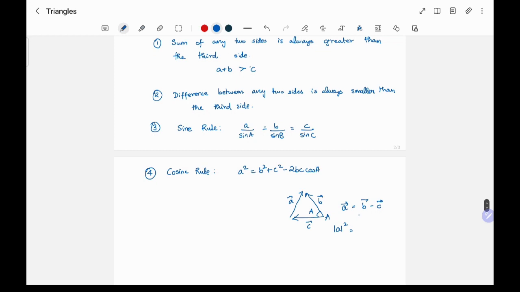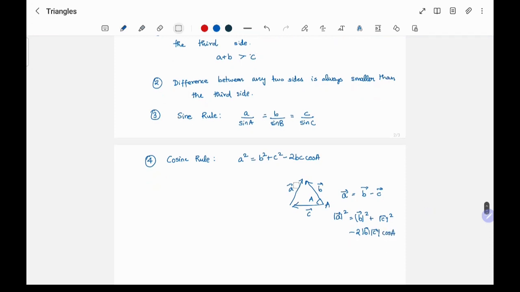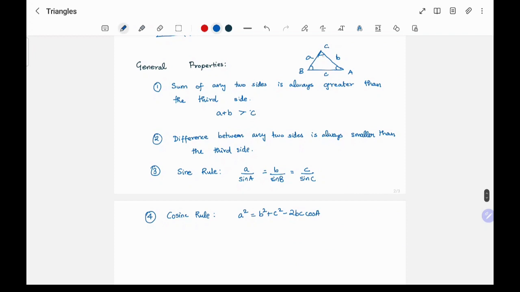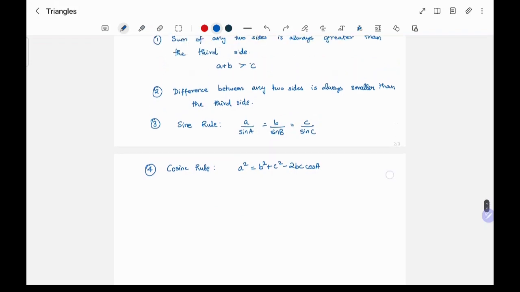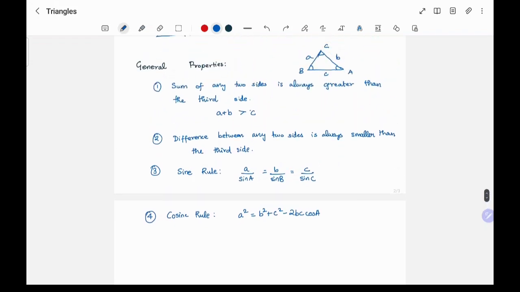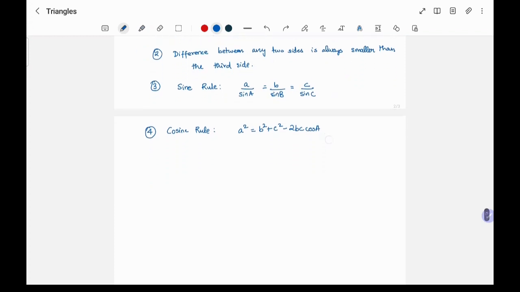So the magnitude square will be B square plus C square minus 2BC and cosine of angle between them, right? Cos A. So this is how this is derived if you visualize them as vectors. Even without vectors, you can make constructions of 90 degrees and use Pythagoras theorem to solve it. Similarly, for the sine rule also you can do the same. So you can try to get these two equations as homework. Okay.